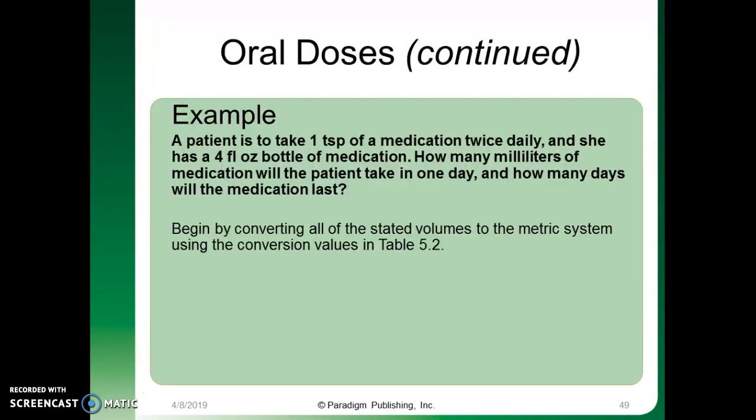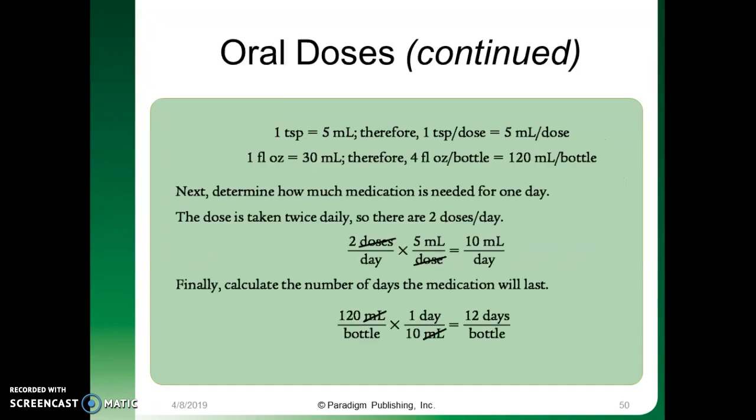So in this example, a patient is to take 1 teaspoon of medication twice daily, and she has a 4 fluid ounce bottle of medication. How many milliliters of medication will the patient take in 1 day, and how many days will that medication last? So first of all, we have to find out how much a patient is taking per day. So 1 teaspoon is equal to 5 milliliters. Therefore, 1 teaspoon per dose is equal to 5 mLs per dose. So then 1 fluid ounce is equal to 30 milliliters. Therefore, 4 fluid ounces per bottle is equal to 120 mLs per bottle.